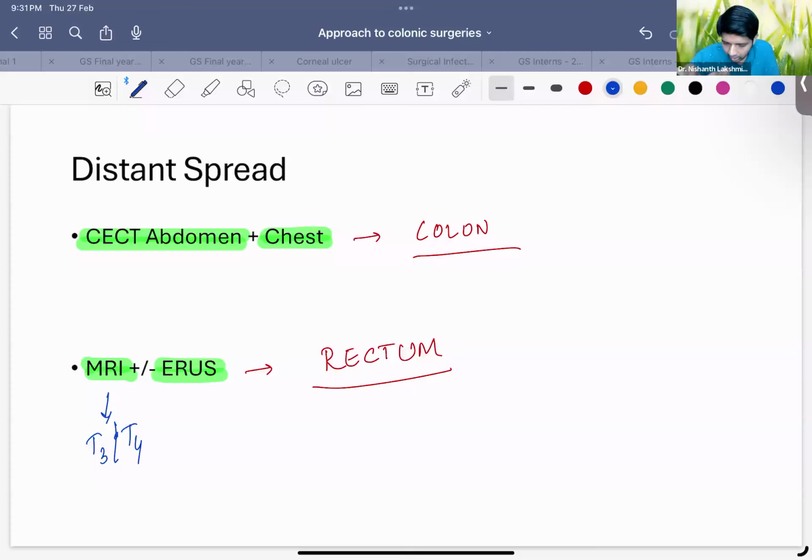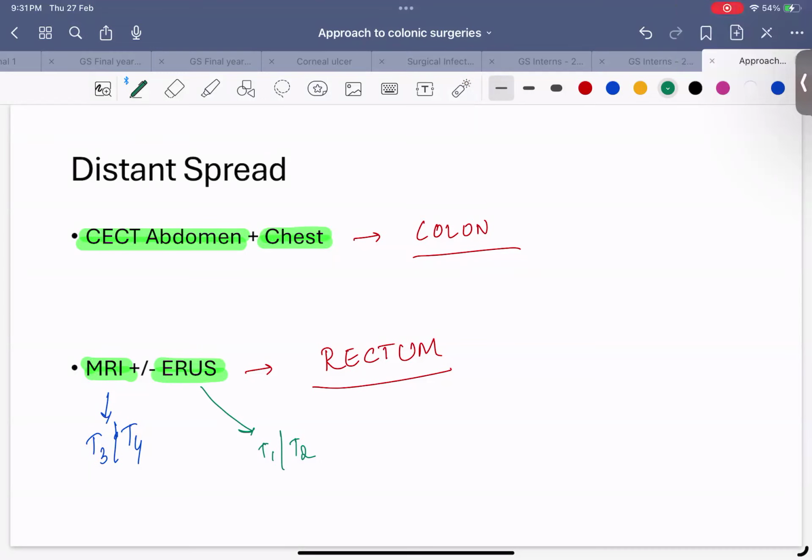Okay. Now, coming to my next question, why have I written plus or minus ERUS? How does it matter whether it is T1 or T2? ERUS is the best to differentiate between T1 and T2 diseases. It will tell about the layers of involvement. That I know. I am asking you a simple question. What is the clinical implication? Whether it is T1 or T2, how is it going to change my treatment?